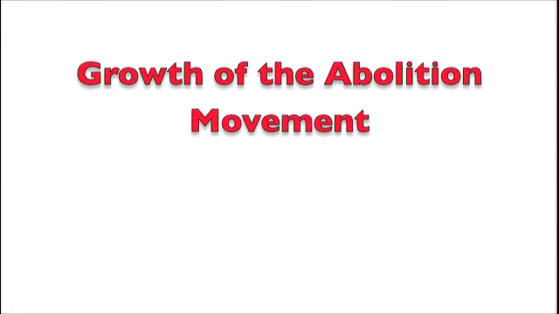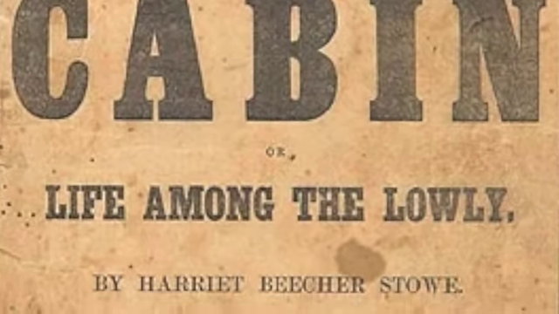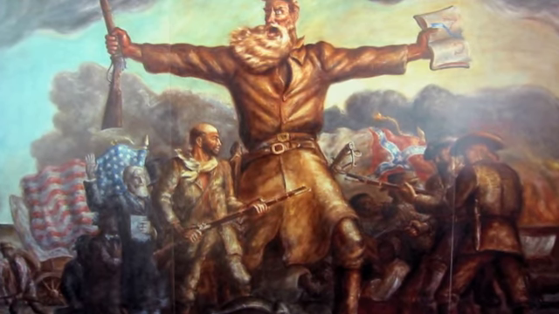Growth of the abolition movement. Northerners became polarized against slavery, and sympathies began to grow for abolitionists and slaves. The publishing of Harriet Beecher Stowe's Uncle Tom's Cabin, the Dred Scott Case, John Brown's Raid, and the passage of the Fugitive Slave Act all added to the abolitionist movement.